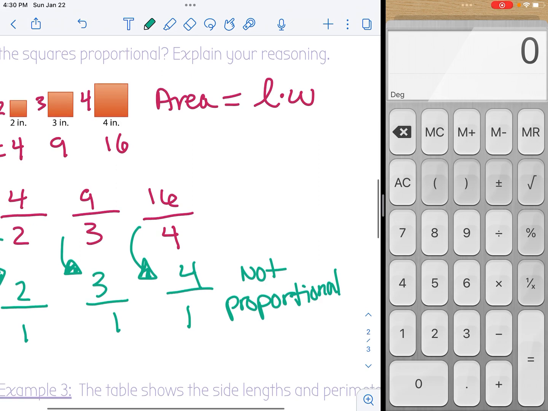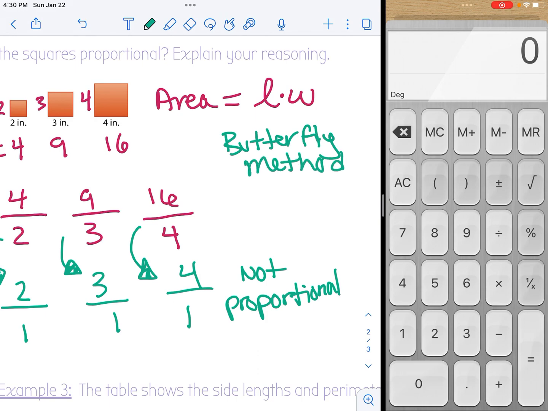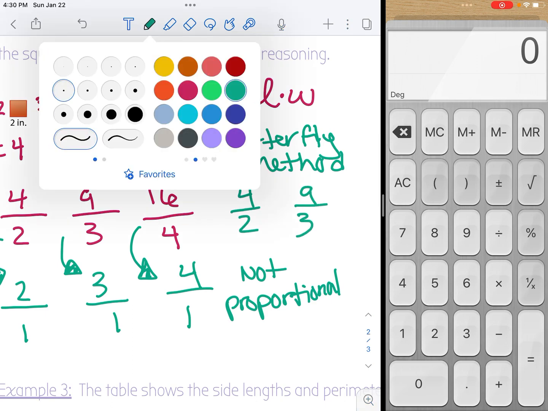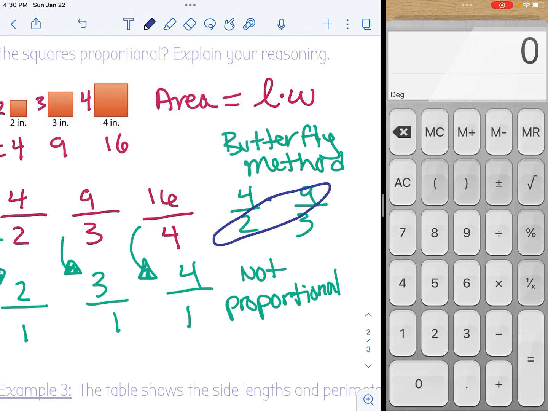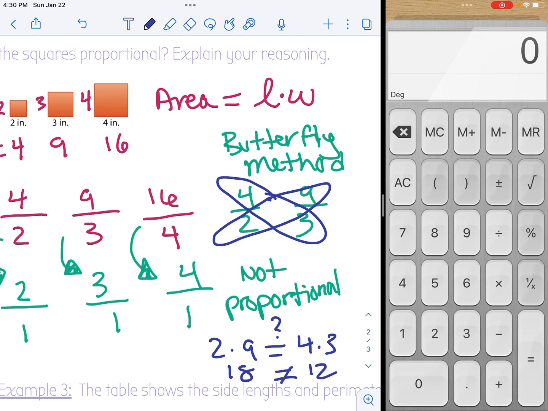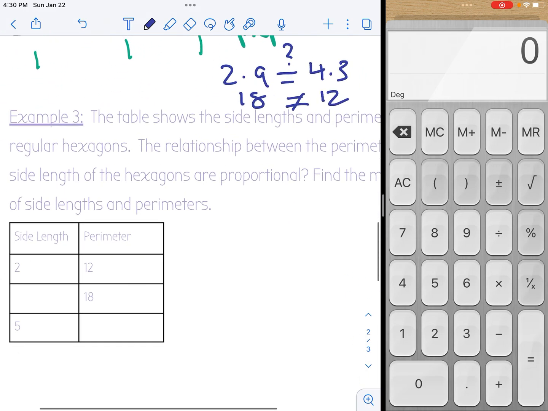And you can also test yourself again by doing the butterfly method. If I just test out my first 2, 4 over 2 and 9 over 3, if I were to cross multiply here, I would have 2 times 9. And does this equal 4 times 3? It does not, because 18 cannot equal 12, so not proportional.